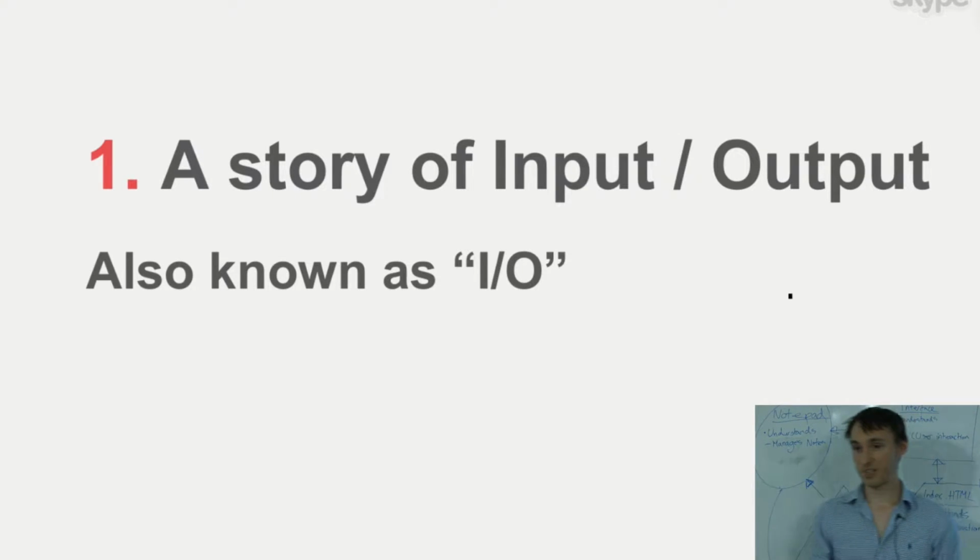So let's start. This is the story of input-output, also known as I/O. So what is I/O? I/O is communication between a client and a server. So for example, a HTTP client, like your browser, and your HTTP server, like Nginx or Node.